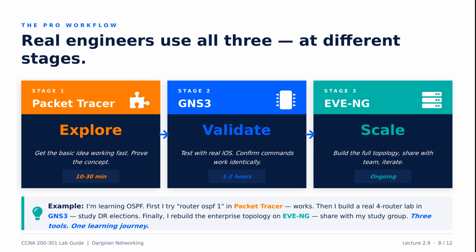Here's something most tutorials miss. You don't actually pick just one. Real engineers use all 3 in stages. Stage 1, Packet Tracer to explore. 10 to 30 minutes just to prove the concept works. Stage 2, GNS3 to validate against real IOS, an hour or 2. Stage 3, EVE-NG to scale it up and share with your team. Learning OSPF, sketch it in Packet Tracer, prove DR elections in GNS3, then build the full enterprise topology in EVE-NG. 3 tools, 1 learning journey.